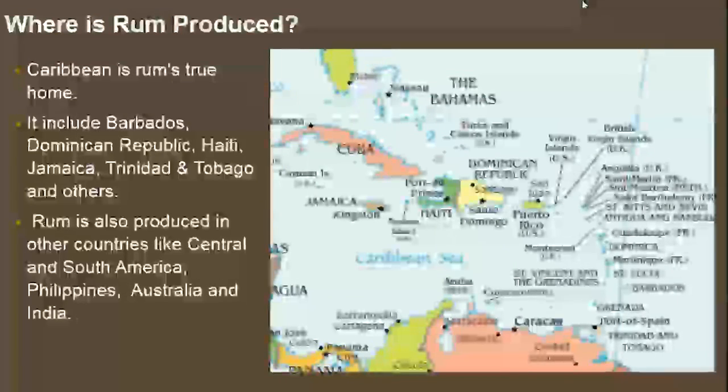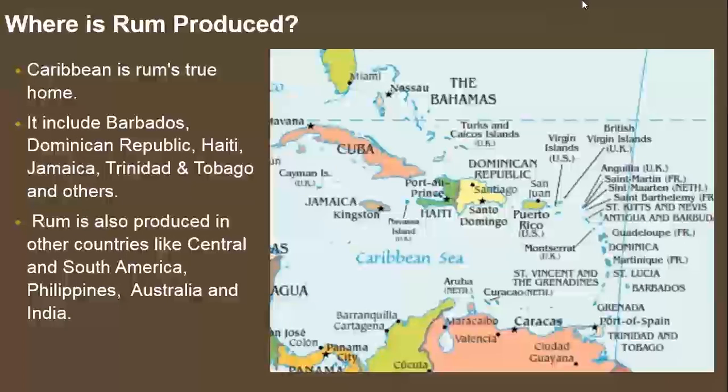Let's understand where rum is produced. Rum can be and is made almost anywhere where sugarcane is cultivated or imported. But the bulk of current rum production takes place in the Caribbean and Latin America. It includes Barbados, Dominican Republic, Haiti, Jamaica, Trinidad, Tobago, and others. Rum is also produced in other countries in Central and South America, the Philippines, Australia, and India.